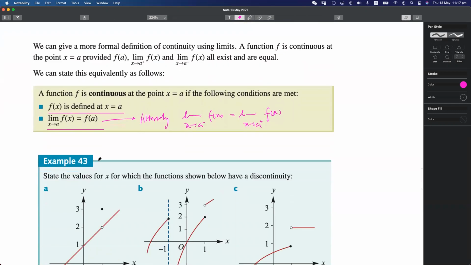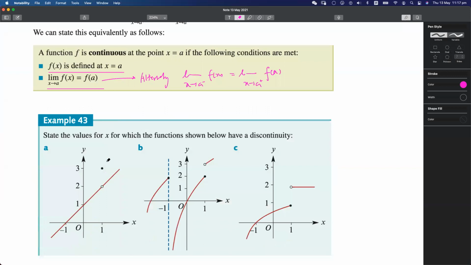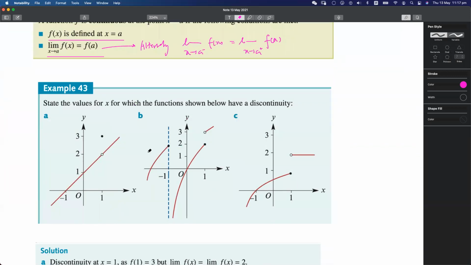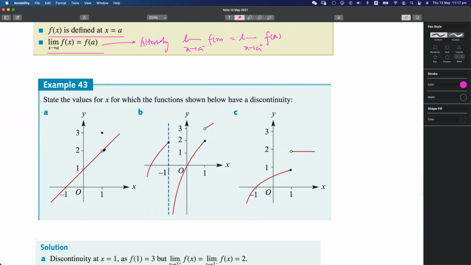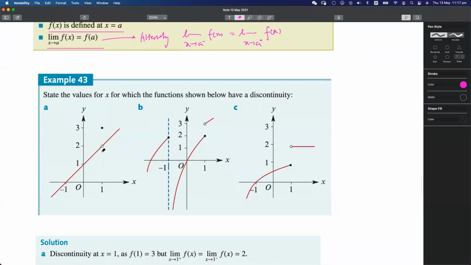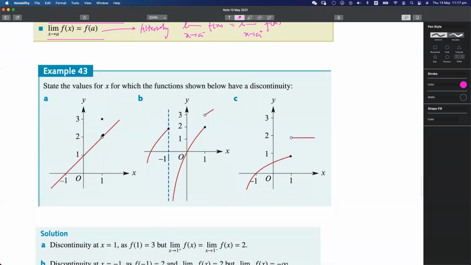Example: state the values for x for which the functions shown below have a discontinuity. So these ones, they have provided you with graphs, so it's very easy to see. Look at this. Here's the break. So it's discontinuous at x is equal to 1.